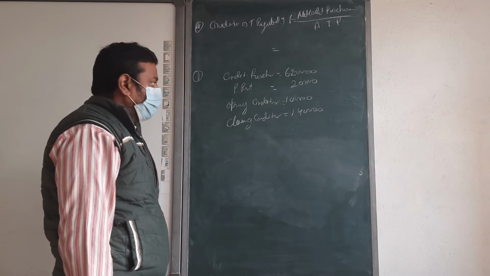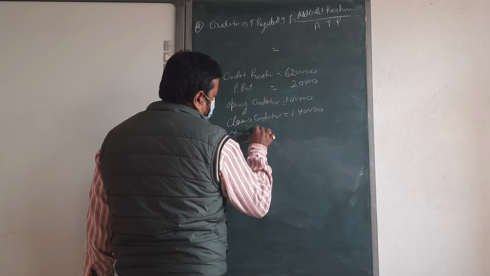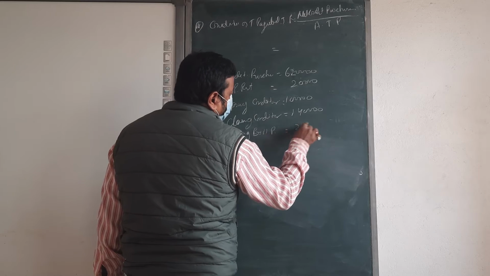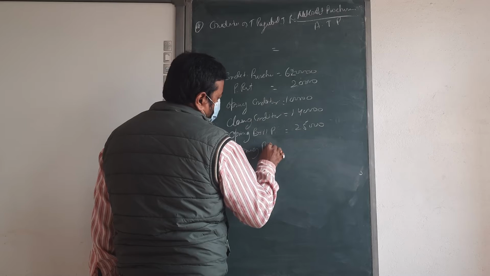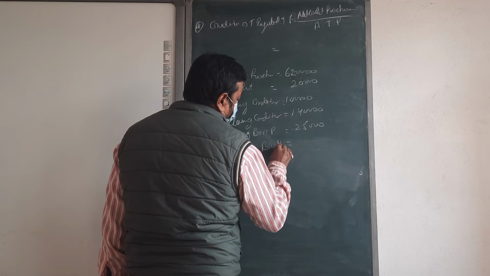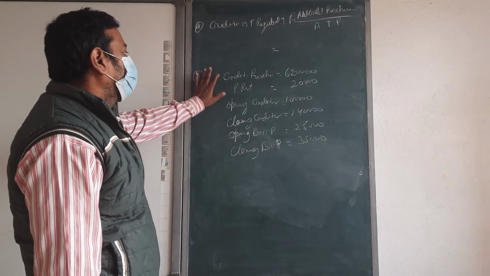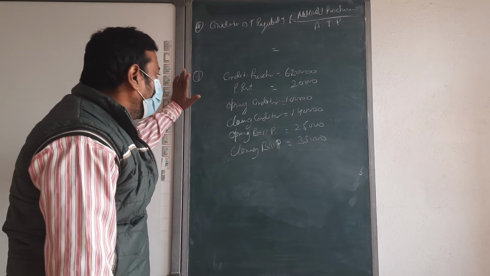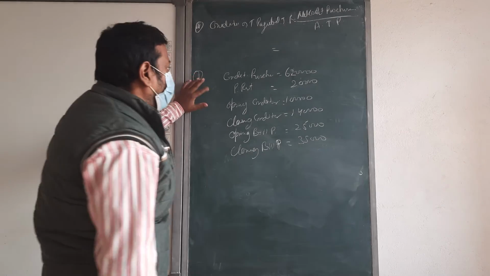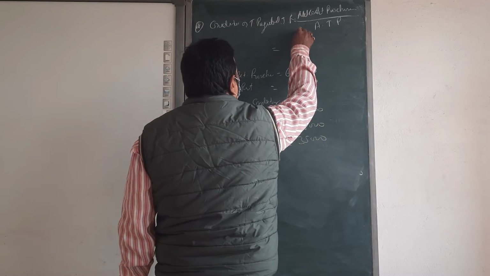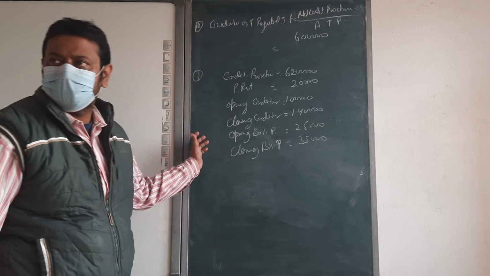Opening bills payable 25,000, and closing bills payable 35,000. Okay, finish. First we are going to calculate what? Net credit purchase after deducting purchase return. What amount is coming? 6 lakh. Only 6 lakh. Finish.